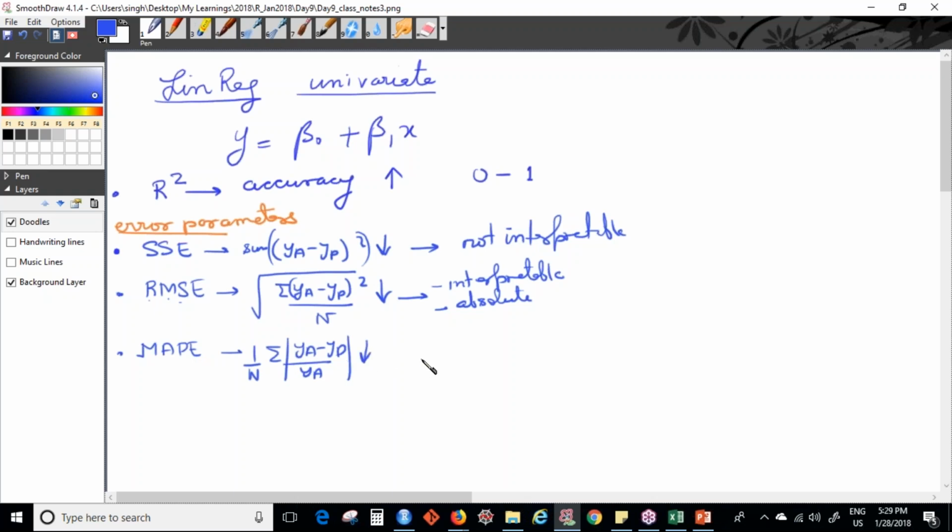Obviously lower the value the better it is. Now this is very interpretable and this is relative. So this is the best one.